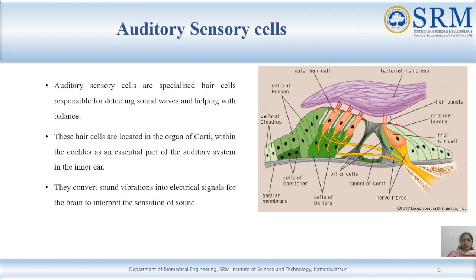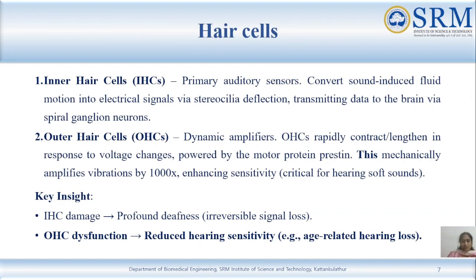So okay, this is a more zoomed in version of the auditory sensory cells. As I told you, these are specialized hair cells which are responsible for detecting sound waves and helping with the balance of the person. These hair cells are located in the organ of Corti within the cochlea as an essential part of the auditory system. They convert sound vibrations into electrical signals for the brain to interpret the sensation of sound.